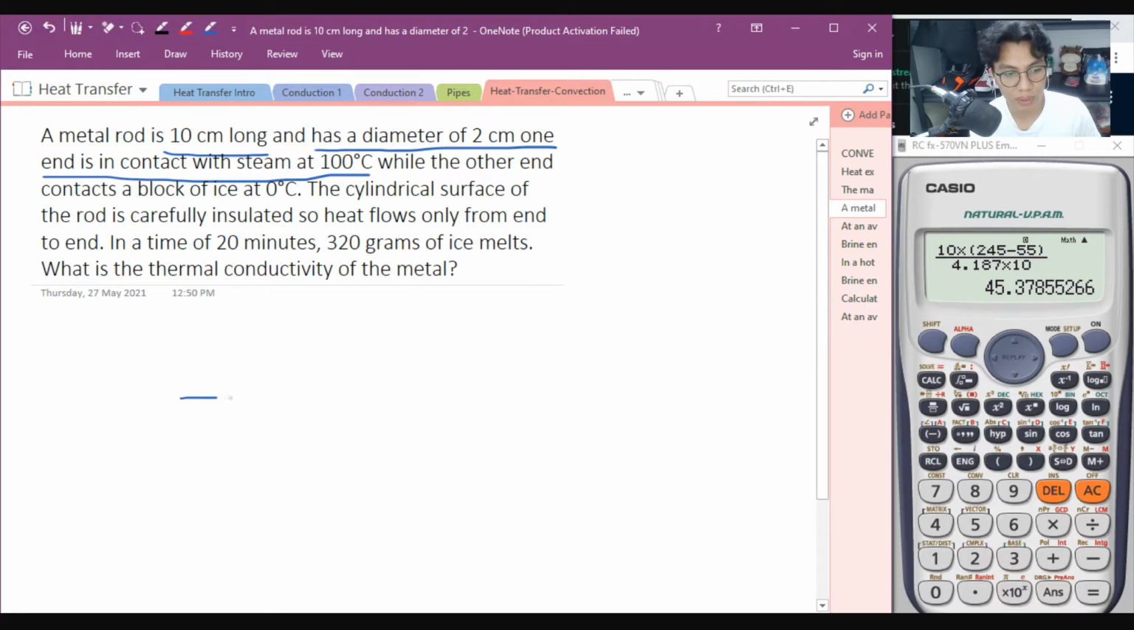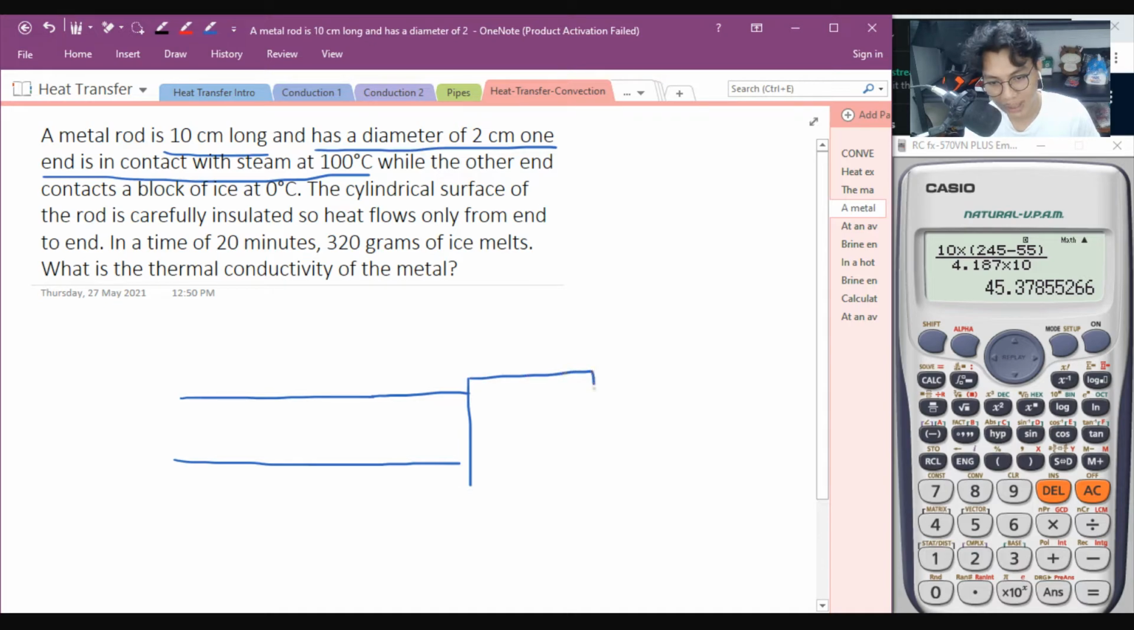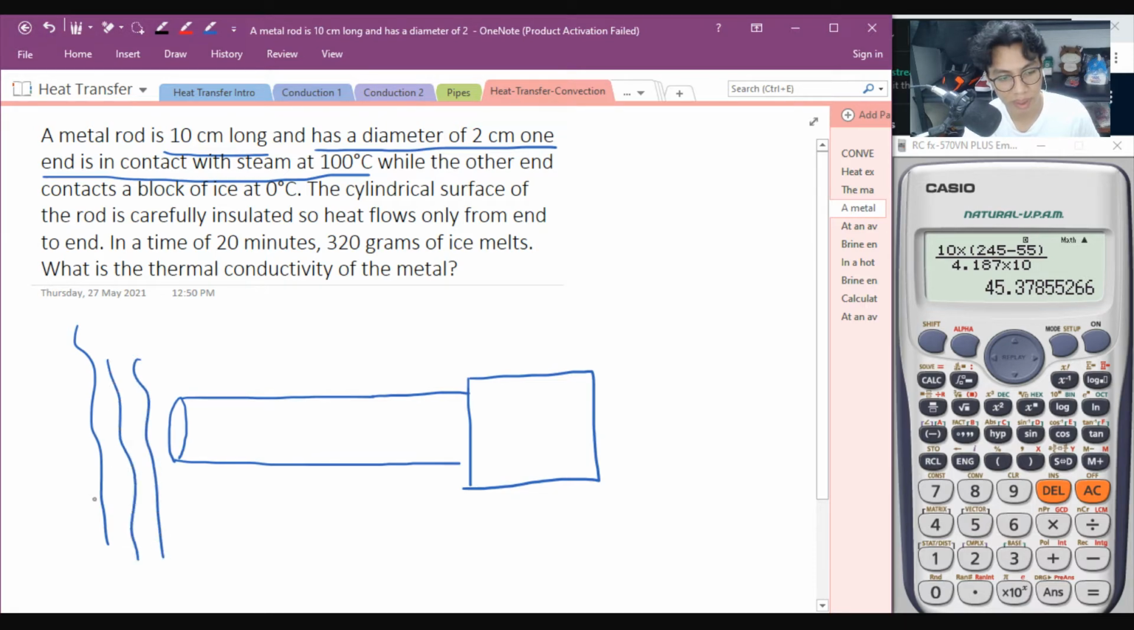So, ito daw yung iyong metal rod. Yan yung metal rod mo. Tapos, nandito sa dulo yung block of ice. Okay? Yan yung metal rod mo. Atensya na yung drawing ko, ha? O, ngayon, meron daw ditong steam. Mainit. Mainit yan. Steam.